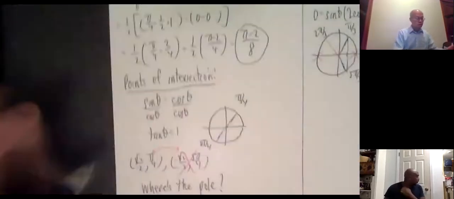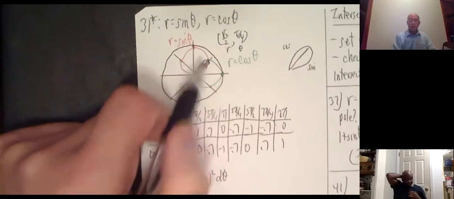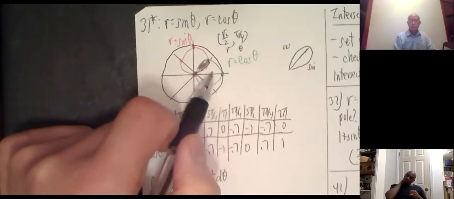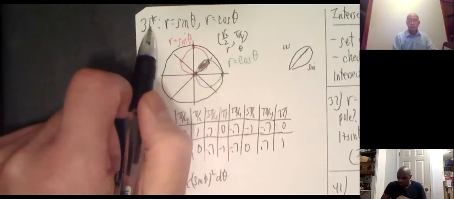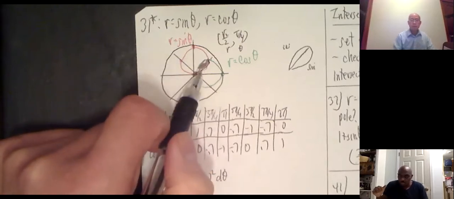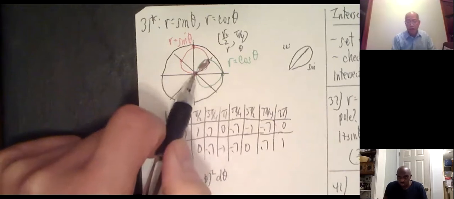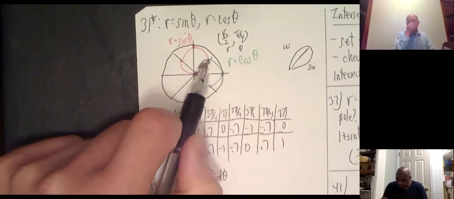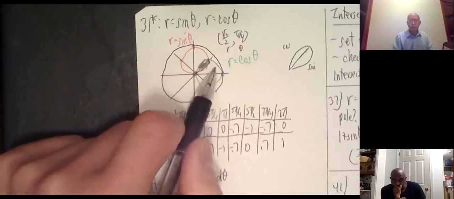So let me go back to finding points of intersection of sine theta and cosine theta, the 31 star. And again, the reason why I want to do that is to show you this particular example. Now we know just by looking at it, they touch at 0 and pi over 4. But how do we normally find points of intersection?